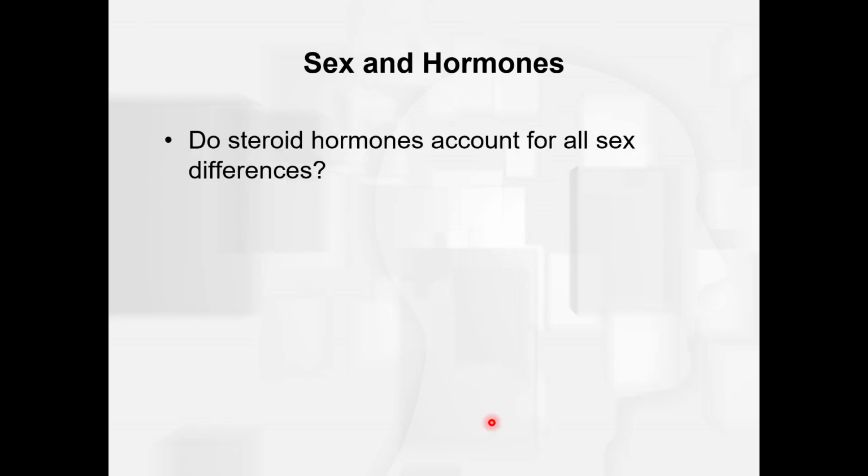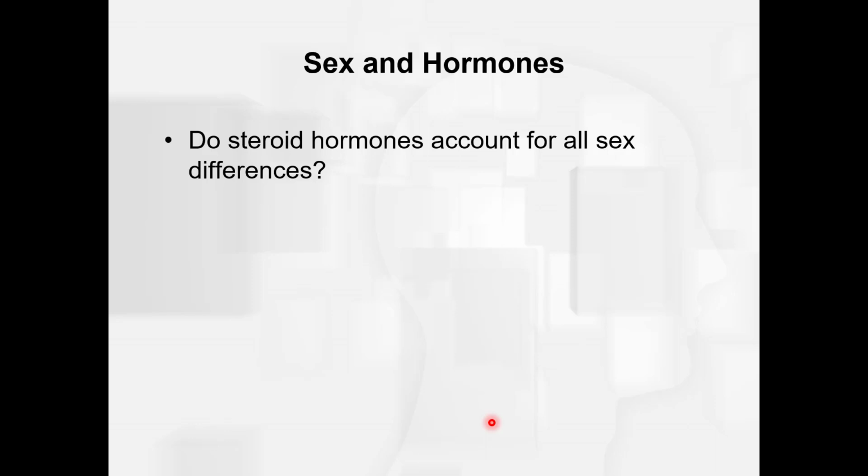So do hormones account for all of the sex differences? We've been talking about how androgens and estrogens can promote those secondary sexual characteristics. We'll talk a little bit more about how they can specifically alter brain regions. I'll give an example of one. And so those are all organizing effects.